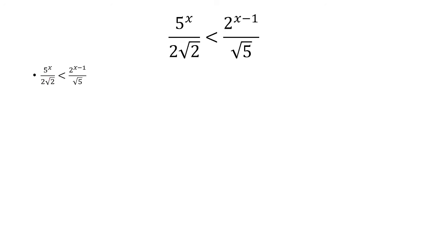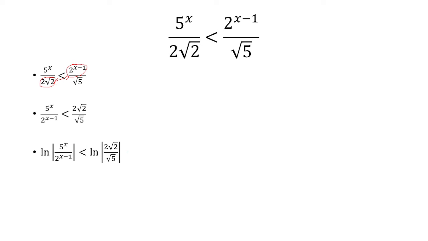So the first thing is I want to have x's on the left side. So I'm going to move this 2 to the x minus 1 to the left by dividing by 2 to the x minus 1. And then I'm going to move this 2 square root 2 to the right by multiplying both sides by 2 square root 2. So really what I did is just flipped these two. Okay, so now the x's are on the left, and I could take the natural log of both sides.